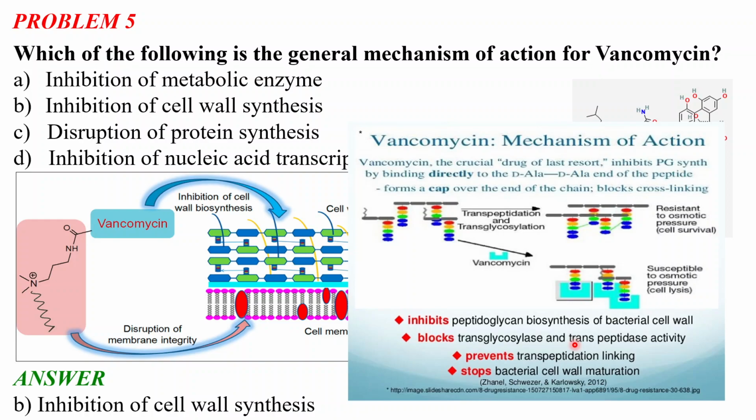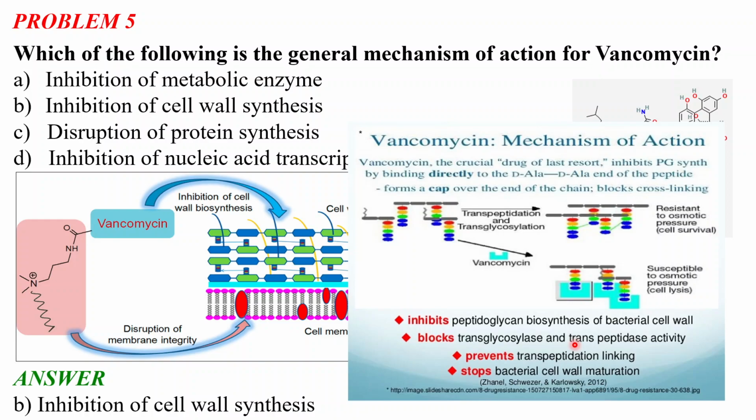Okay, so remember, vancomycin inhibits the peptidoglycan biosynthesis in the cell wall, blocks the transglycosylation and transpeptidase activity, prevents the transpeptidation linking, and stops the bacterial cell wall maturation. So inhibition of cell wall synthesis is the general mechanism of action for vancomycin.